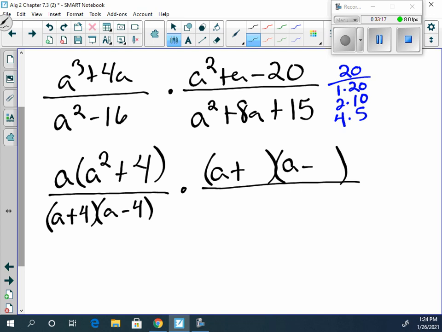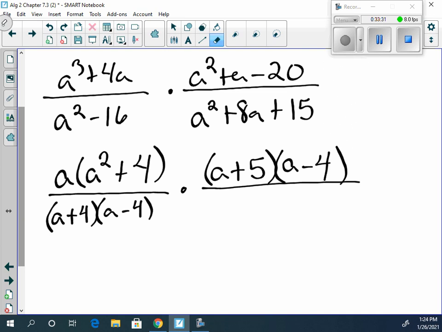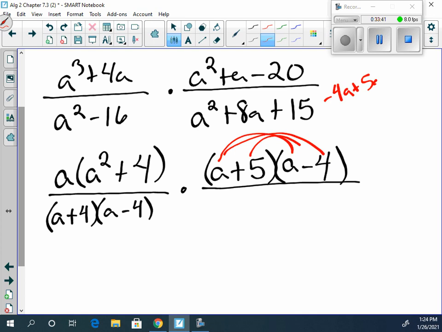Which sets of factors look like they'd be the most helpful? 5 and 4. Do we want the 5 to be positive or negative? Positive. And we have these here. Now, if we check this, well, there we go. A times negative 4 would be negative 4a. 5 times a would be plus 5a, which would give us a positive a, what we're looking for. So that's the correct set of factors.